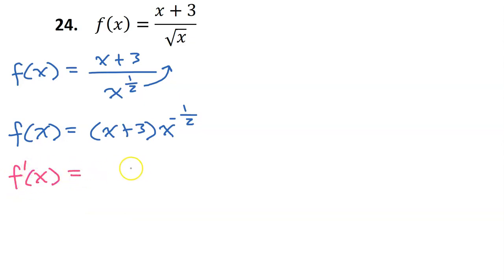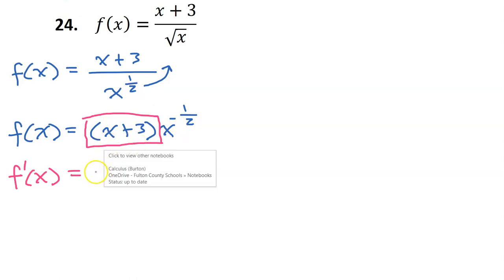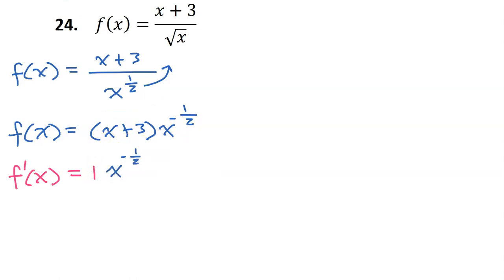We will use the product rule. So according to the product rule, you take the derivative of the first factor while leaving the second factor alone. But the derivative of x plus 3 is just 1. So I took the derivative of the first factor and I left the second factor alone. Then you put a plus and you go through it again. But the second time through, you take the derivative of the second factor and you leave the first factor alone.